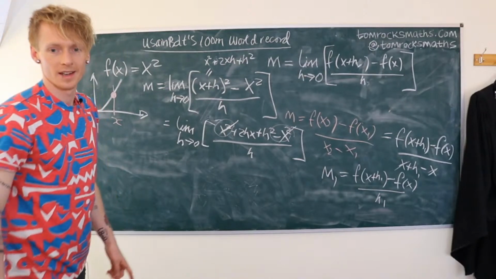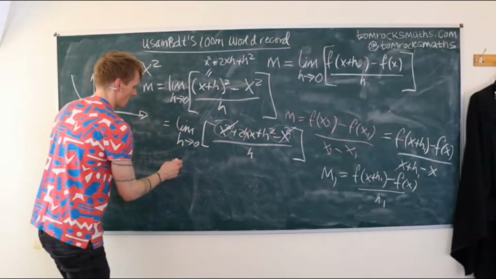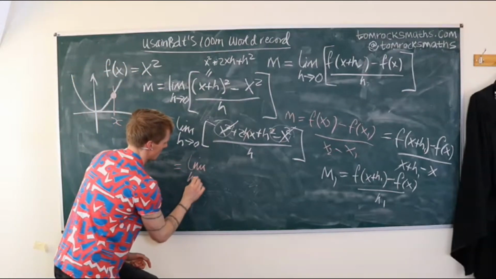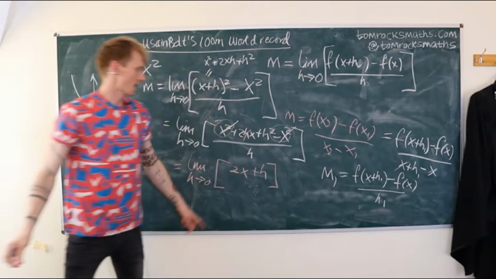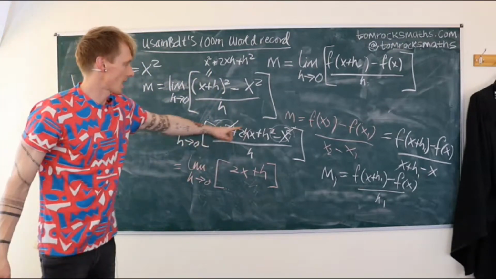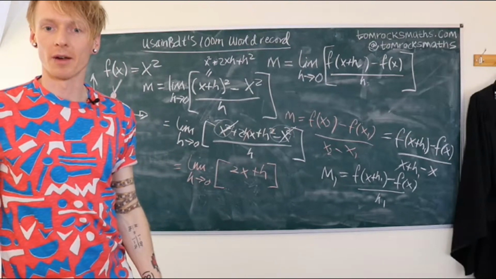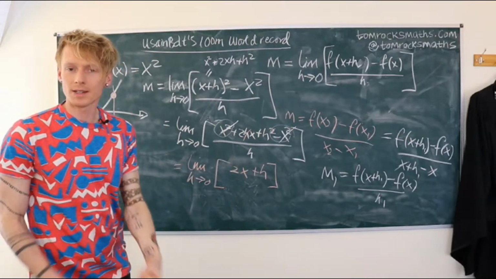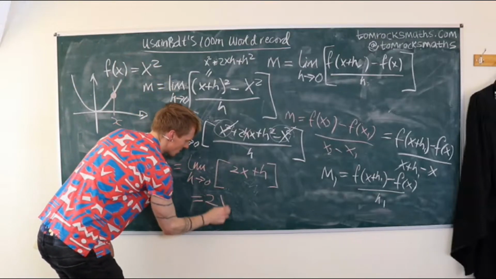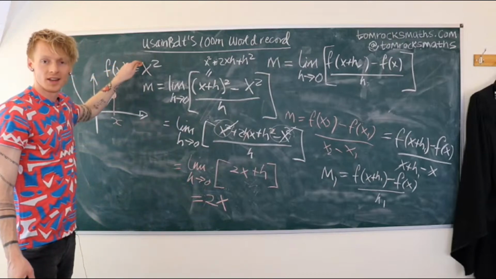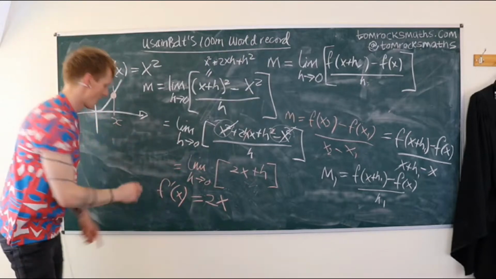And then I've got an h on the bottom, but I've got an h on the top and an h squared here. So they cancel. And so what I'm now left with is the limit as h goes to 0 of 2x plus h. And that's it. The h has disappeared from the denominator because it's cancelled with the h's on top. So now I just take the limit. Now I can actually just plug in h equals 0 because there's no h on the bottom. So I'm no longer dividing by 0. It's completely safe. I can just plug in h equals 0, and my final answer is 2x. And 2x is, of course, the derivative of x squared. So this is equal to f prime of x, and this is also equal to our gradient m.